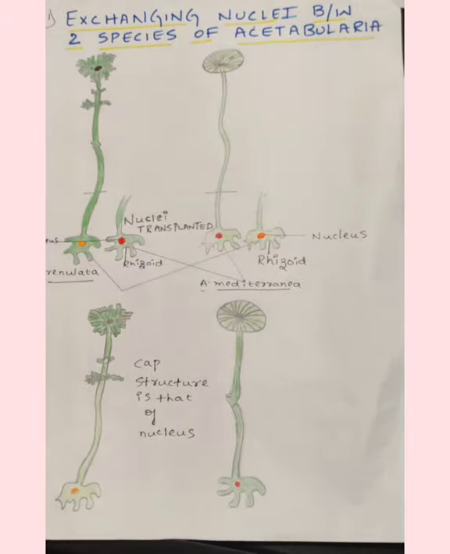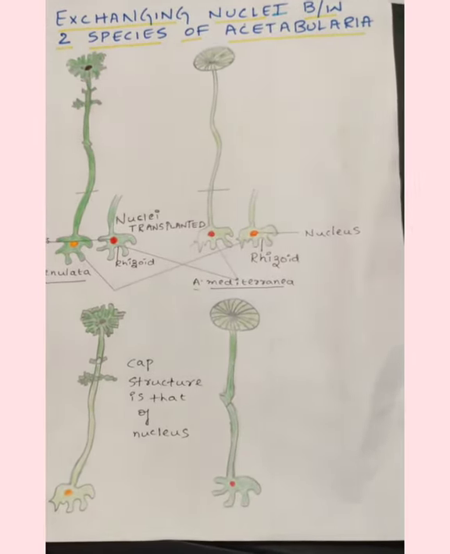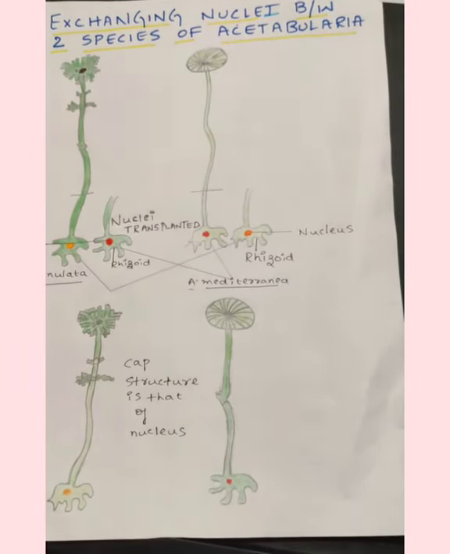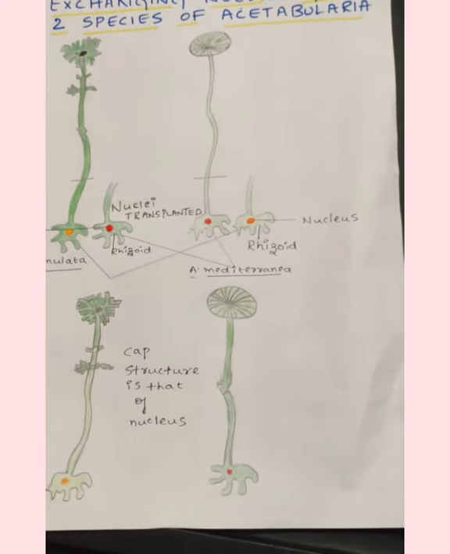Hammerling found out that when he transferred the nucleus from one species into the stalk of another species, the newly formed cap eventually assumed the form associated with the donor nucleus. Thus, the nucleus was seen to control Acetabularia development.